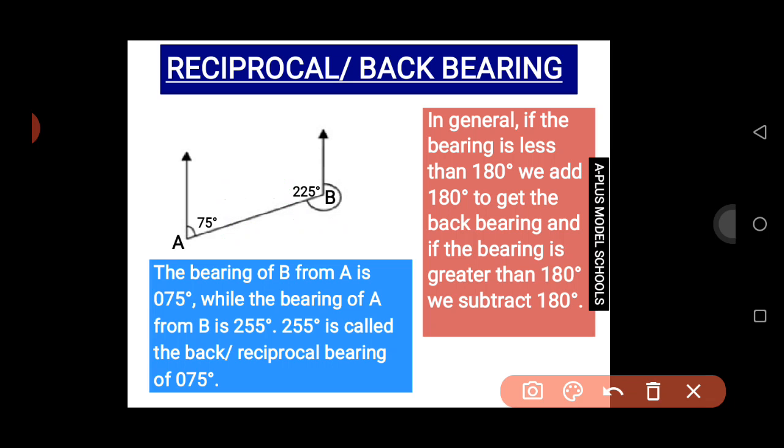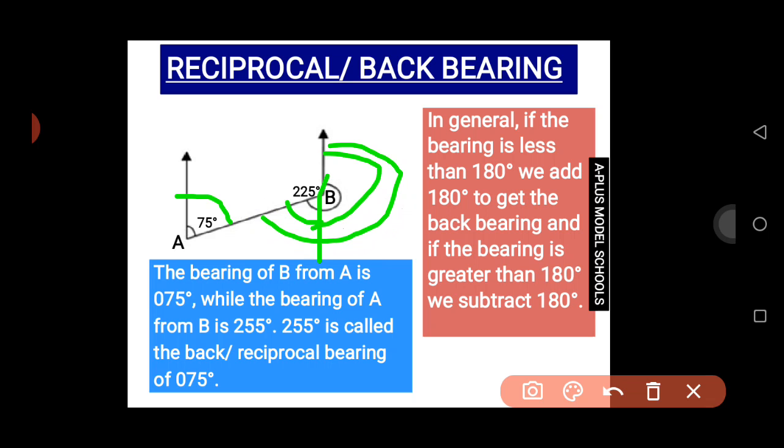Now if I want to look for the bearing of A from B, it's very simple. When you look at this very well, this angle is 75 degrees. This angle as well will be 75 degrees. So from here to here is 180 degrees. So it means I will have 180 degrees plus 75 degrees. So that gives us 225 degrees. So you can see, to get the bearing of A from B, I'm also reading my angle from the north to where the point is.